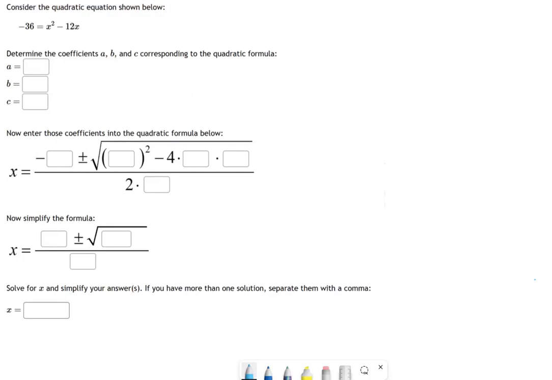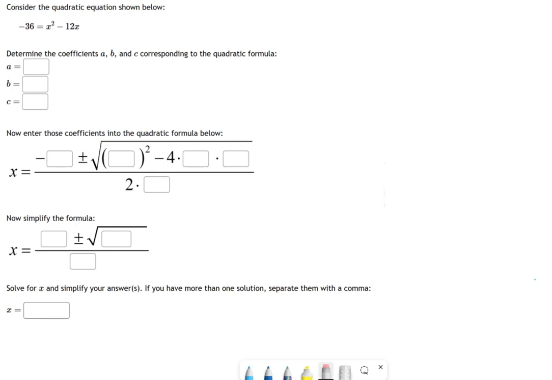Okay, in this problem we're told to solve for x. We have to use the quadratic formula for it. And what I'm looking at to start with is this little equation up here. I'm told that negative 36 equals x squared minus 12x. And we're going to use the quadratic formula.